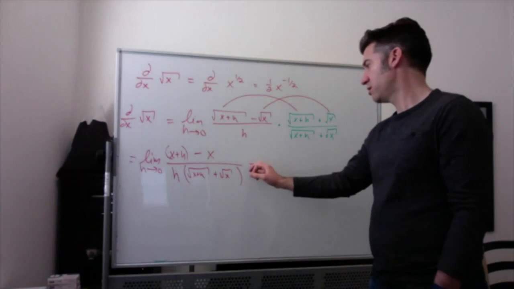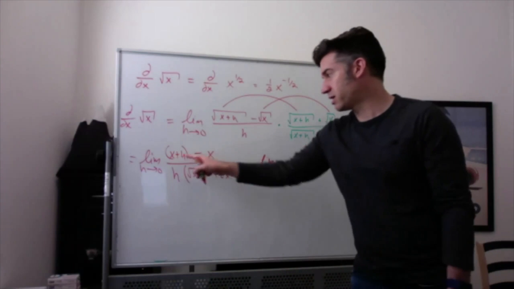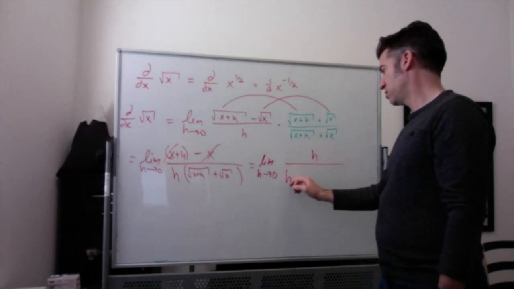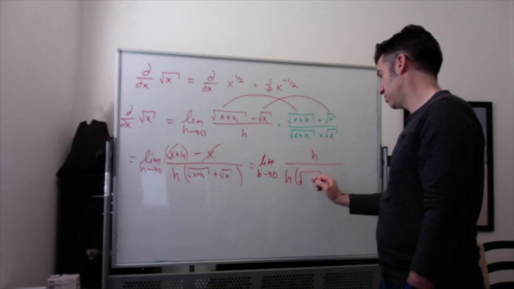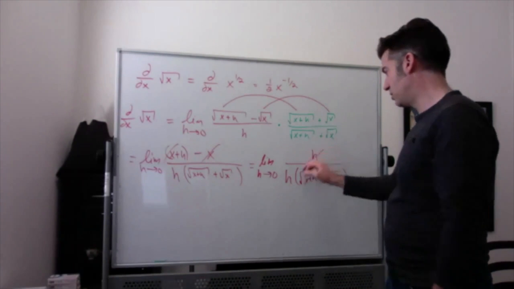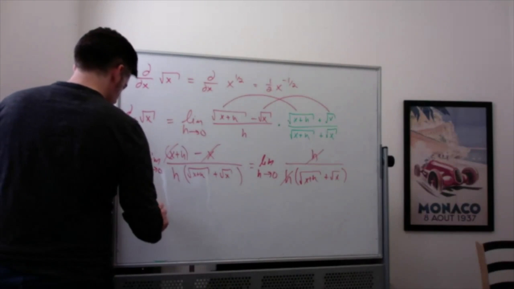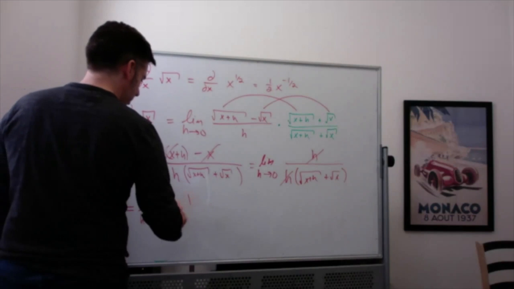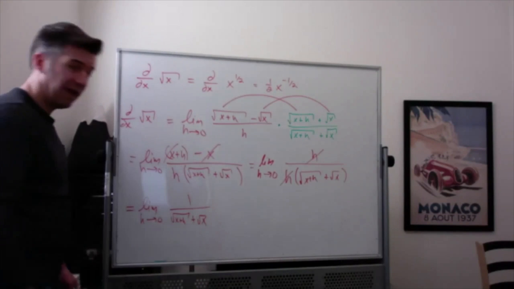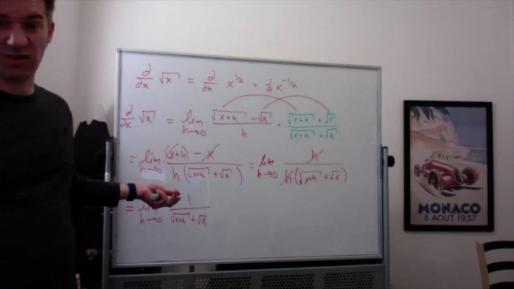And then, limit as h goes to 0, x minus x cancels. You get h over h. The h's are going to cancel, over the square root of x plus h plus the square root of x. Those h's cancel. So now you've got the limit as h goes to 0 of 1 over the square root of x plus h plus the square root of x. And now, since we canceled the h in the denominator that we wanted to cancel, the rest of the h's just get to go to 0.